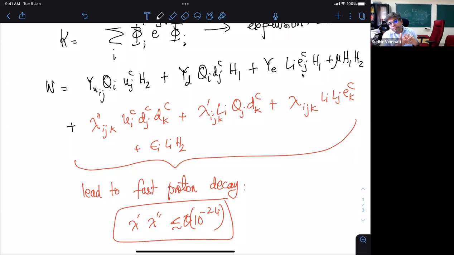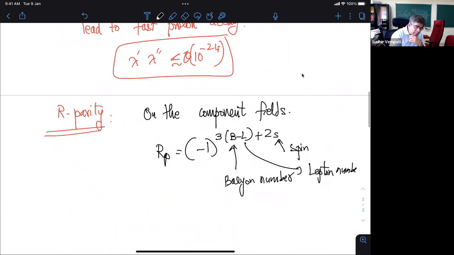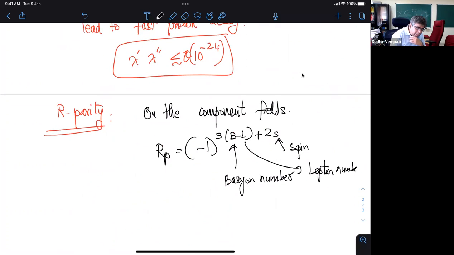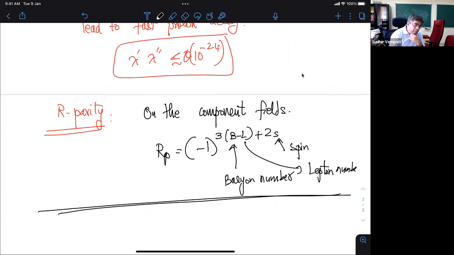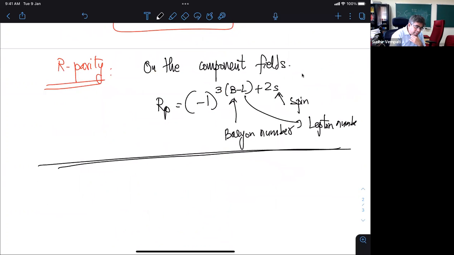So to distinguish them, at the component fields, depending upon the baryon and lepton number, I also distinguish the particles by their spin. By distinguishing by the amount of baryon and lepton number violation and also by the spin, I can set these terms to 0. That's the basic idea: if I put it on the component fields, depending upon the baryon number, lepton number and the spin, I can start avoiding these terms.